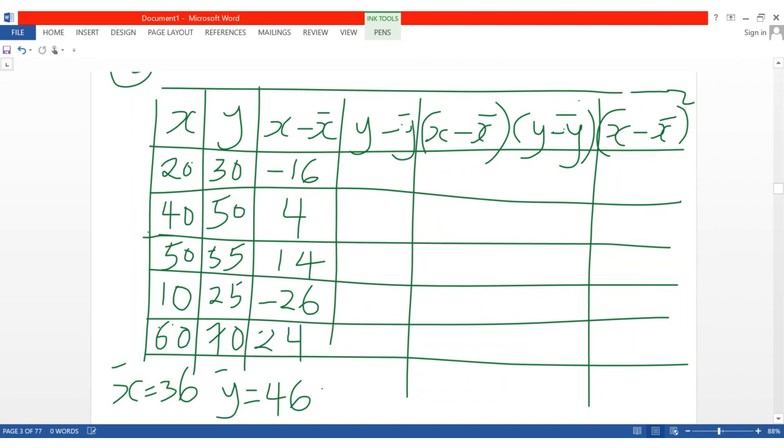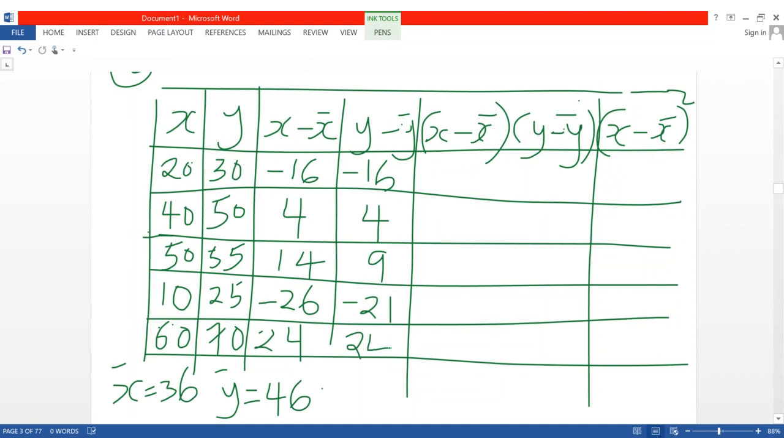Then we shall go to y. 30 minus 46, I'm getting negative 16. And then 50 minus 46, that is 4. 55 minus 46, that is 9. 25 minus 46, that is negative 21. And then 70 minus 46, I'm getting 24.